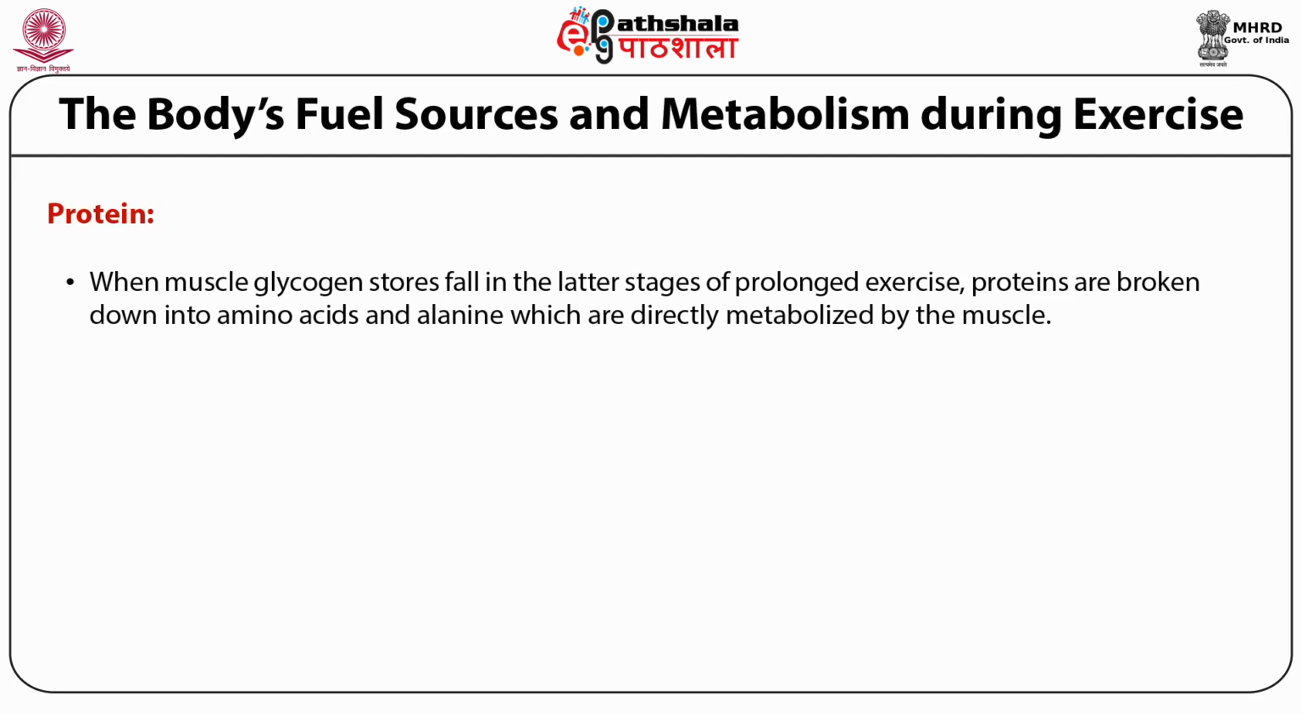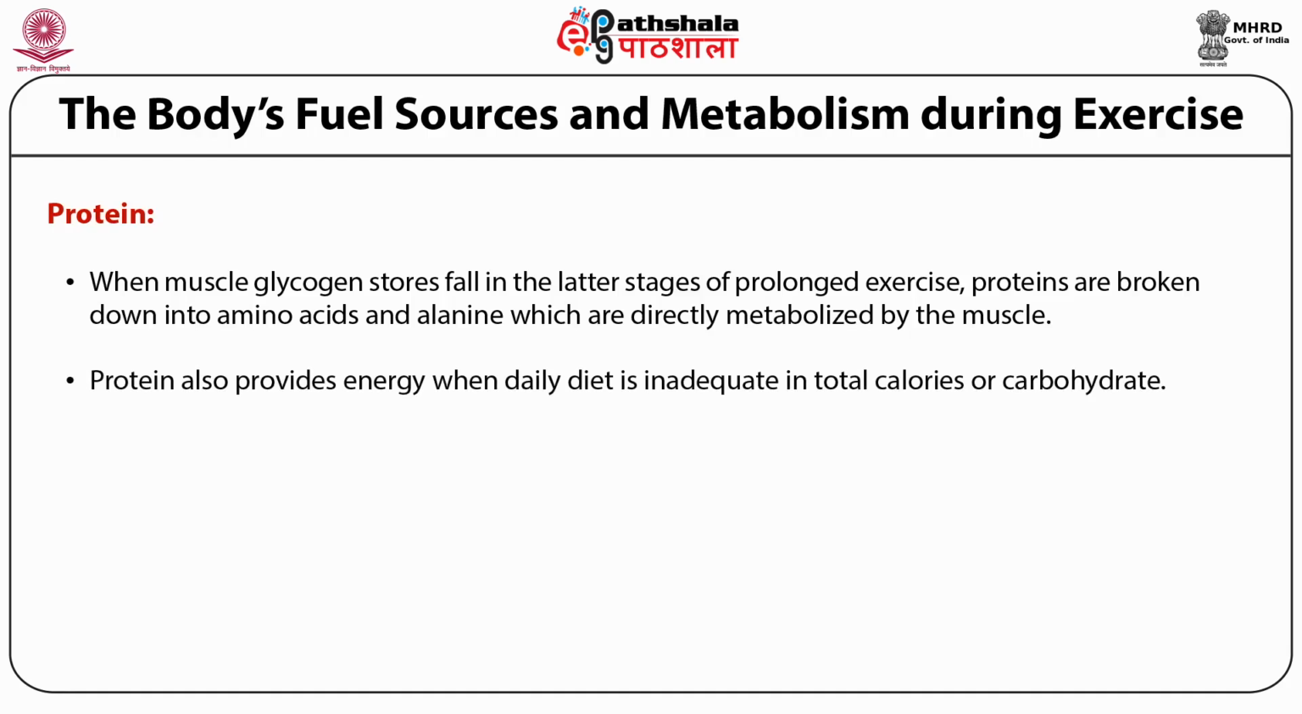When muscle glycogen stores fall in the later stage of prolonged exercise, proteins are broken down into amino acids and alanine, which are directly metabolized by the muscles. Protein accounts for about 2% of the total energy production during exercise, and it may reach 5 to 10% during the last minutes of prolonged exercise. Proteins also provide energy when daily diet is inadequate in total calories or carbohydrate.